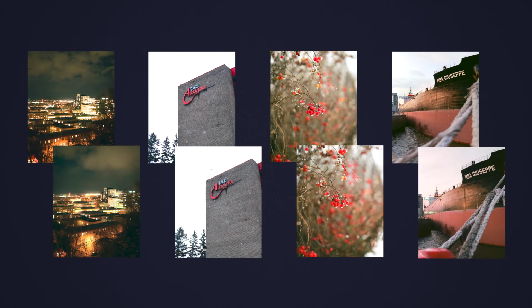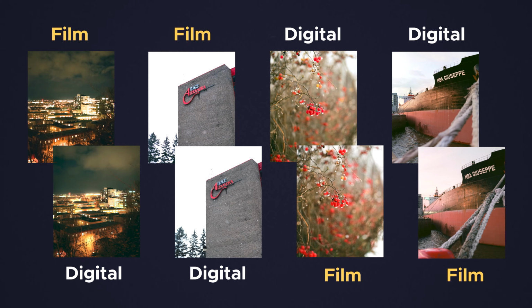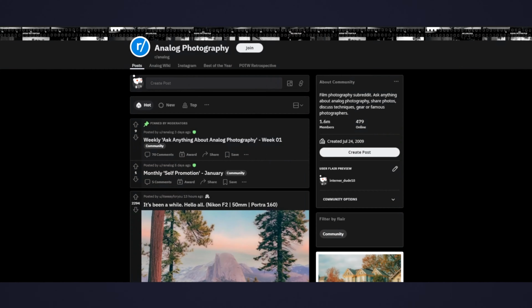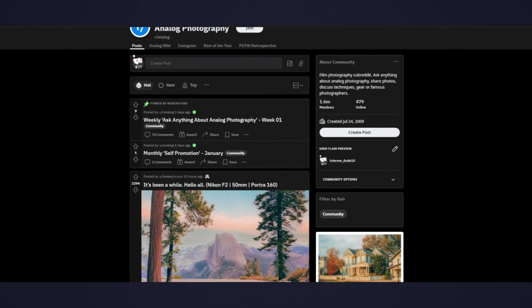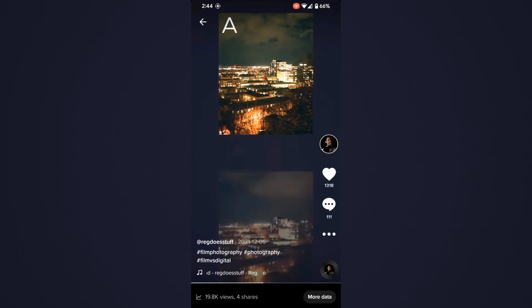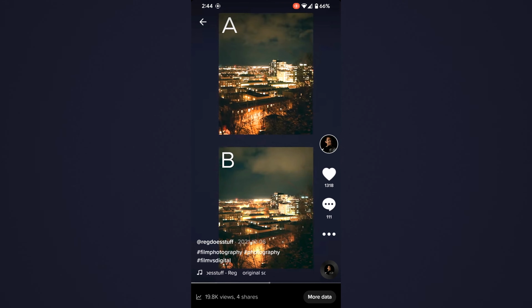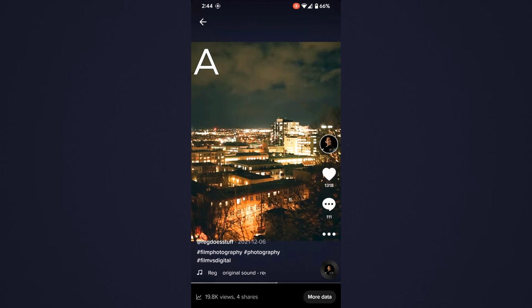So the saying is that we can't replicate the exact look of film on digital. But I decided to put this to the test and see, can we actually tell the difference between film and digital? So I've created 4 pairs of images that in my eyes look pretty similar. One is always film and the other is always digital. I've decided to blind test the internet to see if they could tell the difference. So I posted on r/analog on Reddit and on TikTok. After blind testing the internet and some of my friends, here were the results.